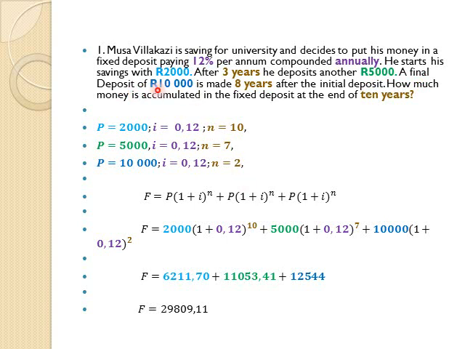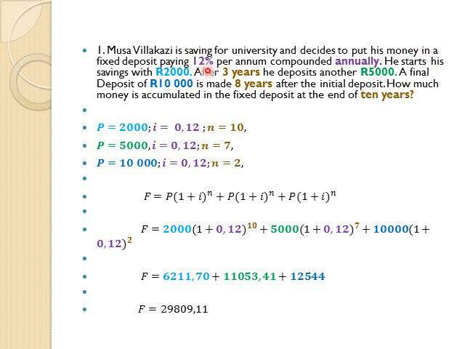Now the trick to this is we treat each investment as an investment on its own. So initially he saved 2,000 Rand, right? That 2,000 Rand is going to be invested for 10 years. So 2,000 Rand. Interest is 12% per annum compounded annually, so 12 divided by 100 gives me 0.12, and that's 10 years. Alright. After 3 years, he deposits another 5,000.